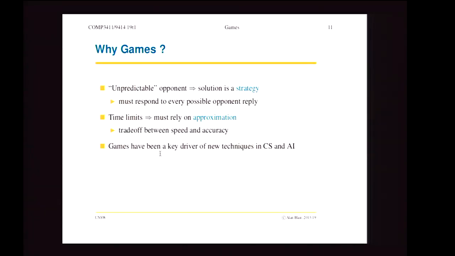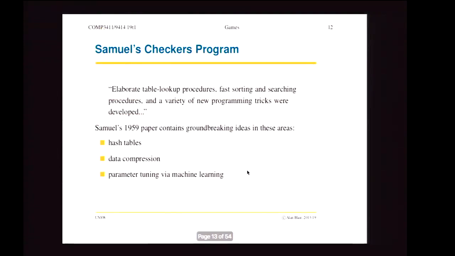And because of these things, games have been a key driver in new techniques in both computer science and AI. A very good example of this is this paper that was written by Arthur Samuel in 1959. I urge you, if you're interested, to go back and have a look at that paper, because he was trying to write a program that would play checkers.